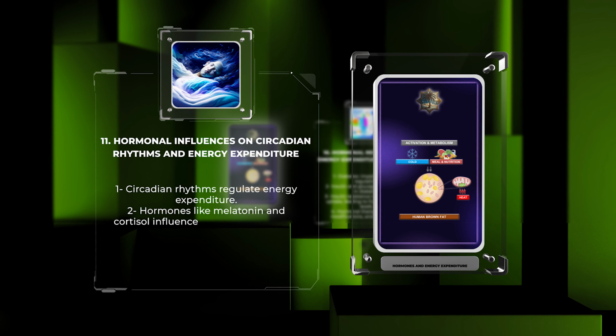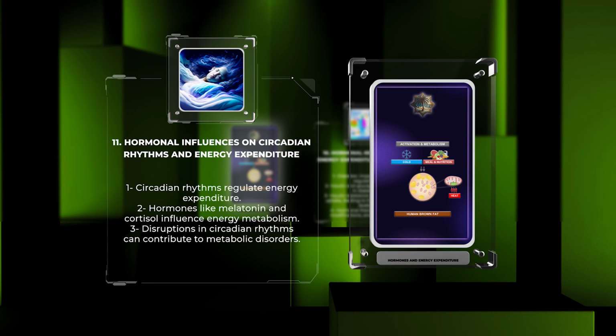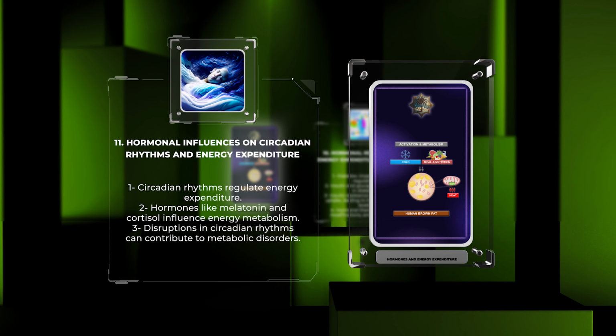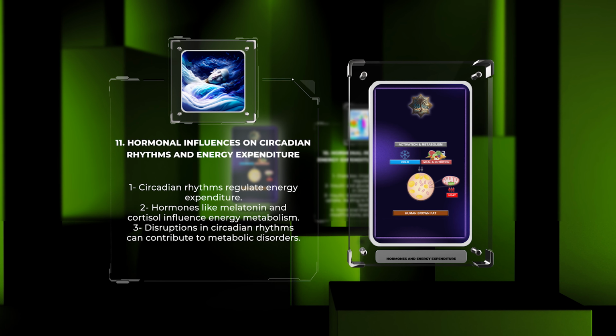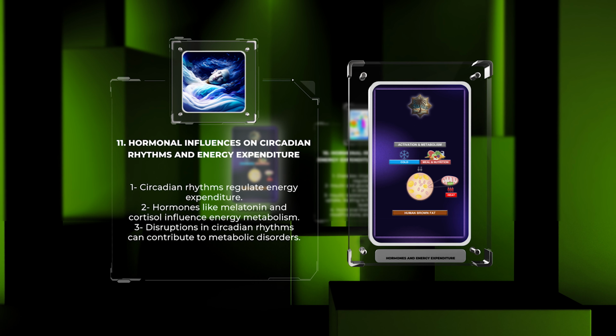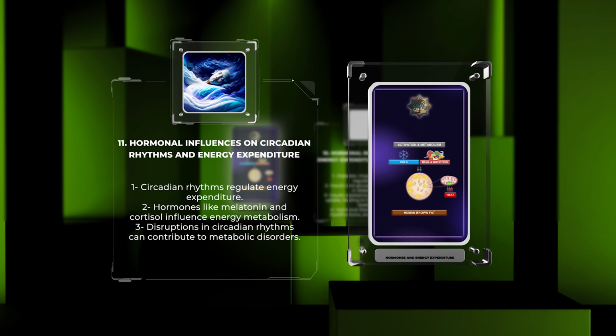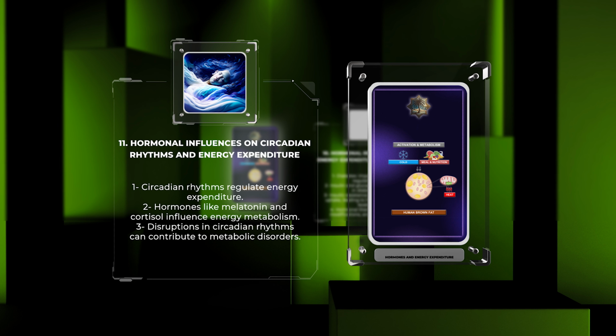with diabetes. Circadian rhythms, our internal biological clock, regulate various physiological processes, including energy expenditure. Hormones like melatonin and cortisol exhibit a circadian pattern and influence energy metabolism. Melatonin, commonly associated with sleep regulation, has been shown to affect carbohydrate and lipid metabolism. Cortisol levels peak in the morning, promoting energy mobilization for the day ahead. Disruptions in circadian rhythms, such as shift work or jet lag, can disrupt energy balance and contribute to metabolic disorders.